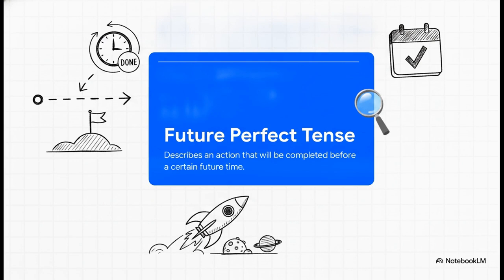Think of it like this. You are essentially time-traveling into the future, planting a flag in the ground, and looking backward to say, by this point, the job is done. It locks in a future accomplishment. It totally strips away the ongoing nature of the continuous tense and replaces it with absolute finality.